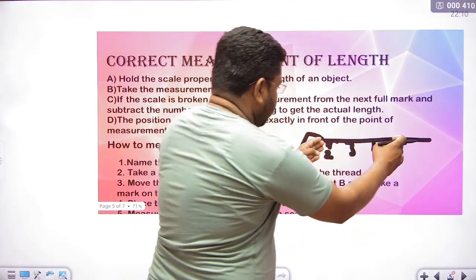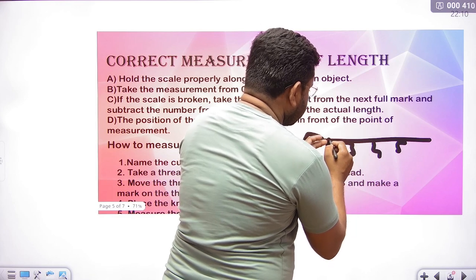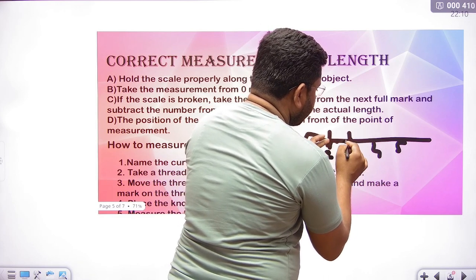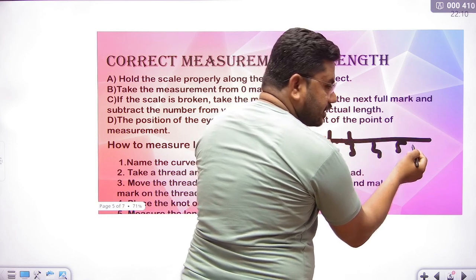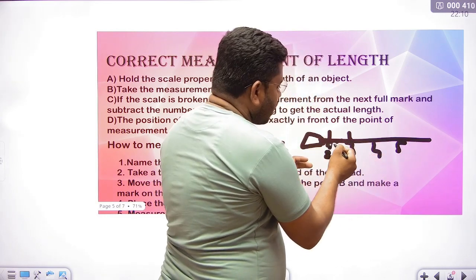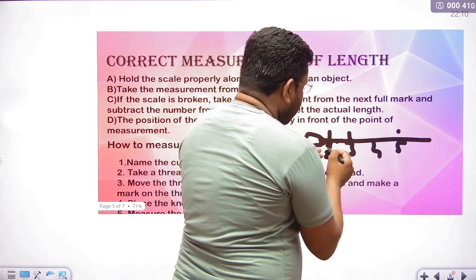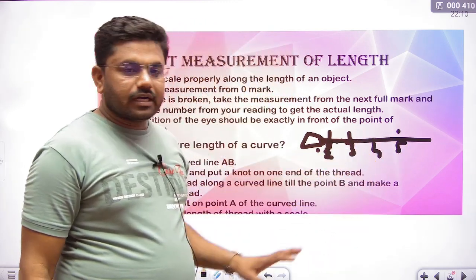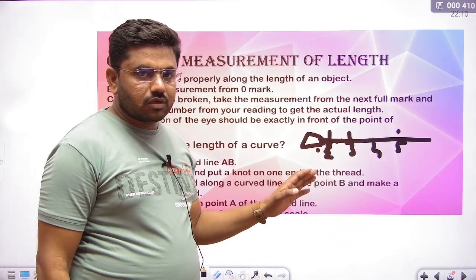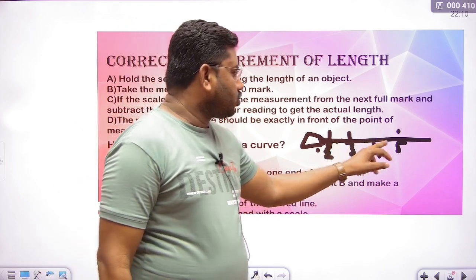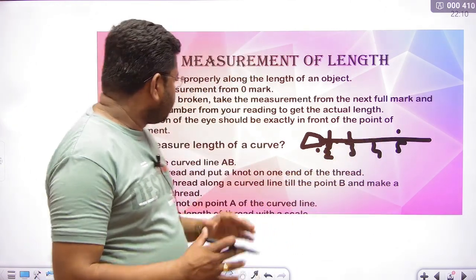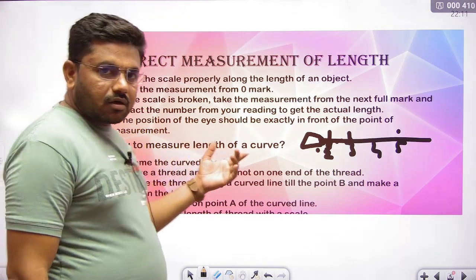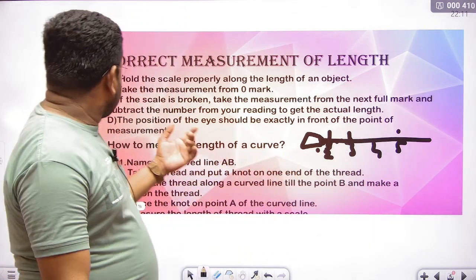We can use this part and count from here, starting with 0 here, and count 1, 2, 3 like this. Otherwise, we can count up to 5 and subtract 2. 5 minus 2 is 3, here 1, 2 and 3, that is the distance you will get. In this manner we can measure the distance.